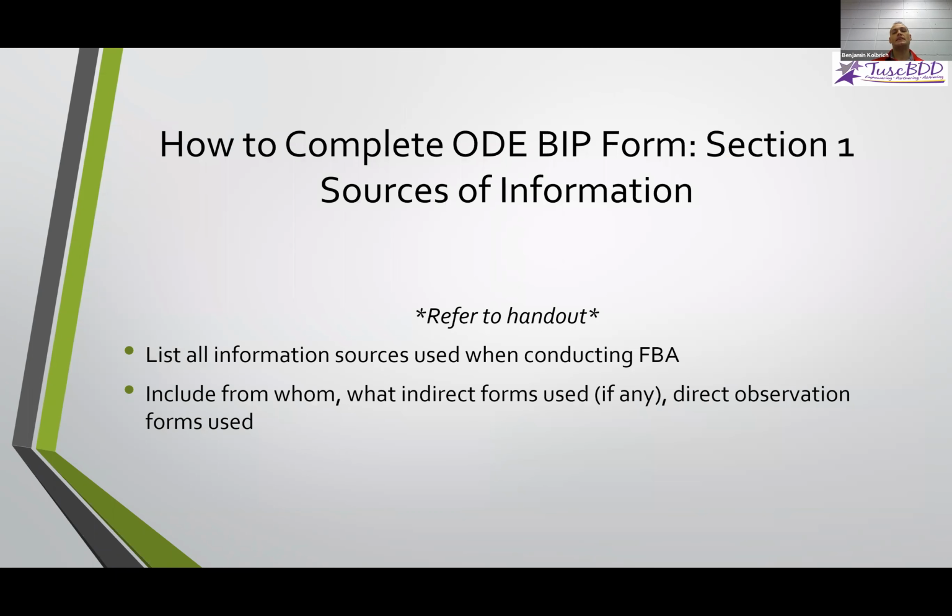So how to complete the ODE BIP form, section 1. We're going to talk about sources of information. In this first section, you're going to list all information sources used when completing the FBA. This can include who you spoke to and what indirect forms you used. I talked about this in the FBA lesson 1. I use FAST forms to get a perceived function of behavior. You can also use other assessment forms. The MAS is another popular one. If you had an indirect interview form, we can talk about that.